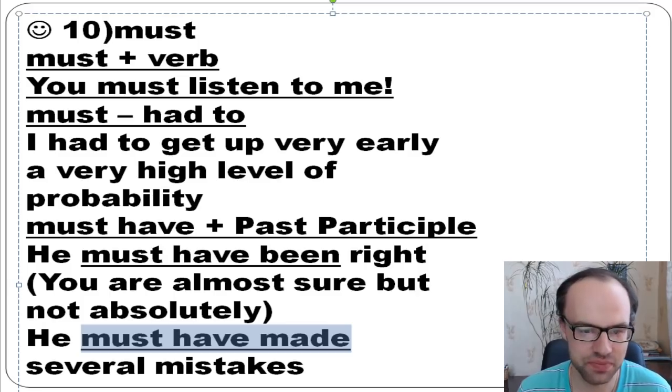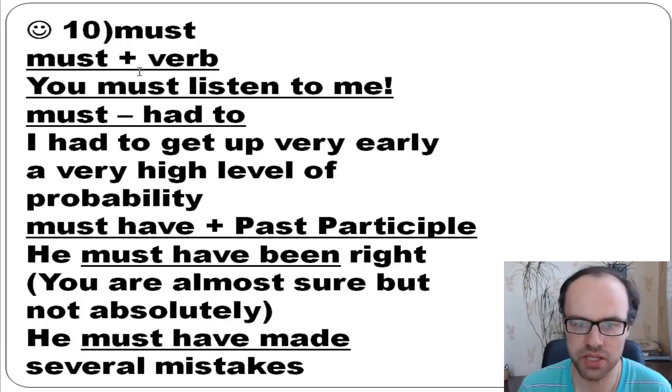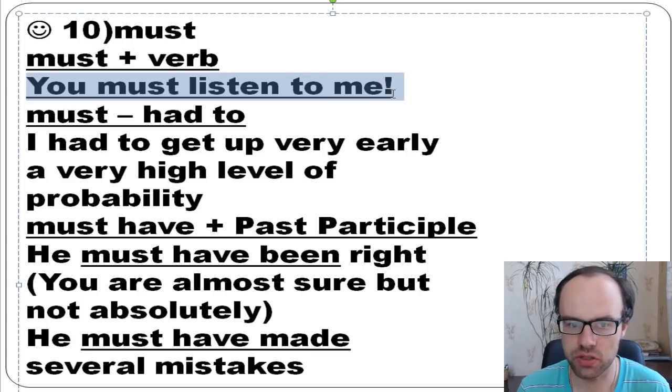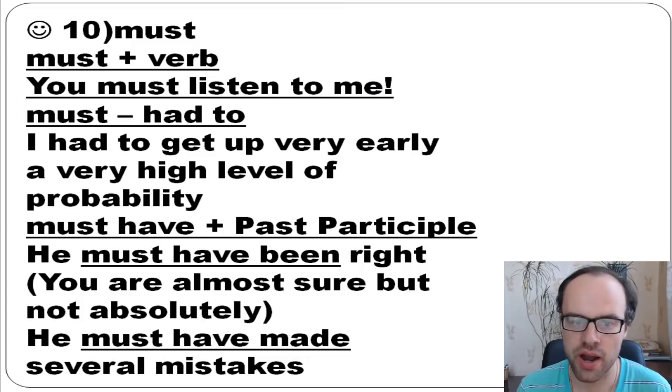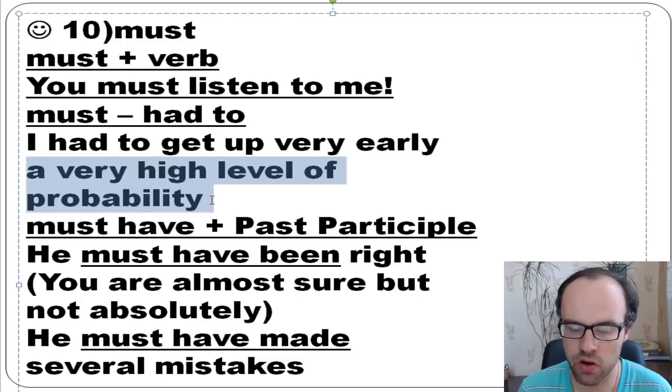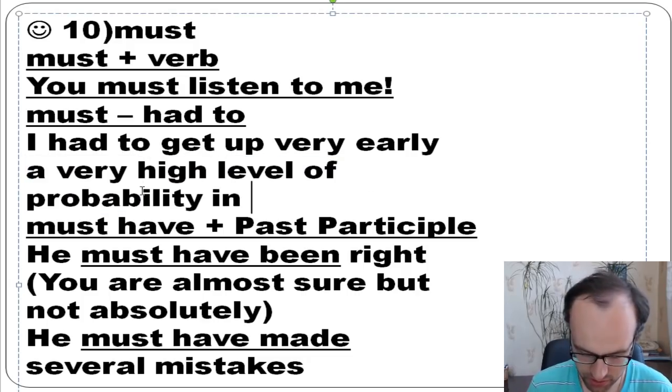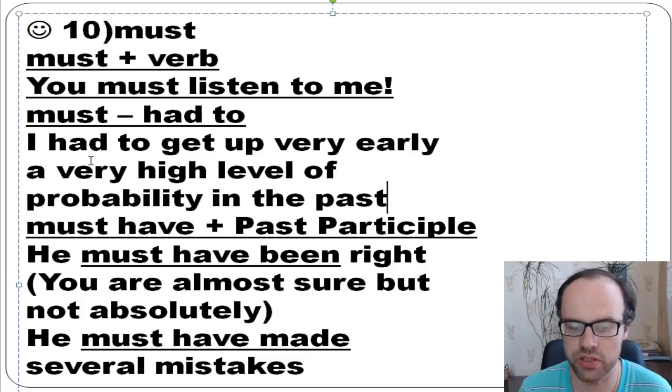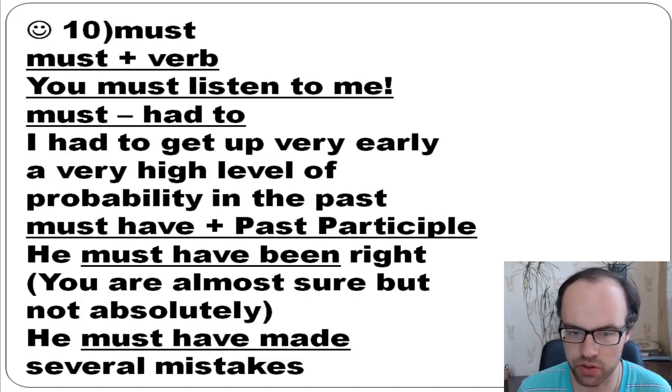Okay, so it's must. Good. So you see, must plus verb. You must listen to me. So must, but had to in the past simple. I had to get up very early. But if it's a very high level of probability in the past, we use another structure. Must have plus past participle. He must have been right. You're almost sure, but not absolutely. He must have made several mistakes.